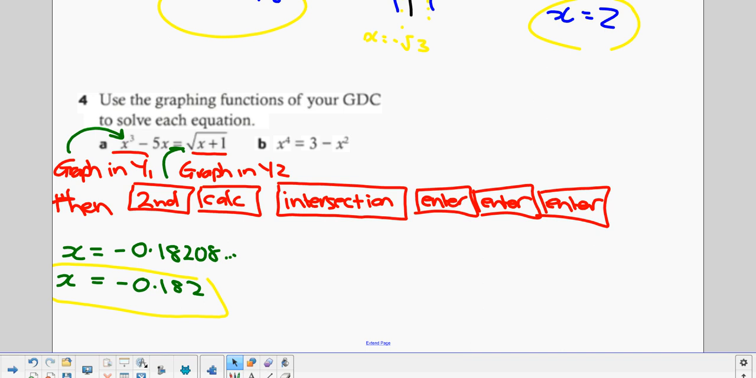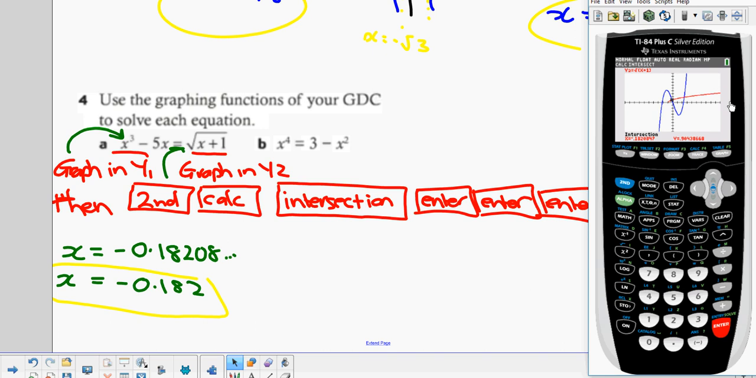So that's one intersection. Now there's another one. It found the one that it's closest to. So what do we do to make it find the other one? Yeah, that's right. You arrow to the right a bit so that you can find the other one. So before I press enter, you can either scroll across first and go second calc, or you can press second calc, intersect, and then once you're closer to it, enter. And then it says intersection. You've got to keep going till it says intersection, and then write unrounded again.